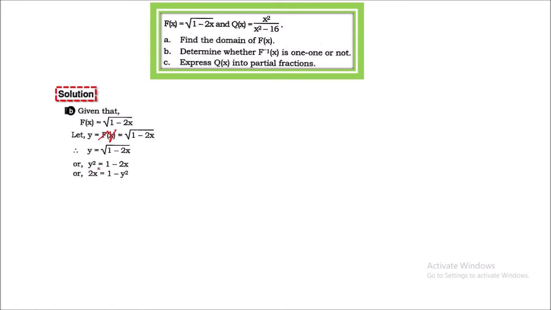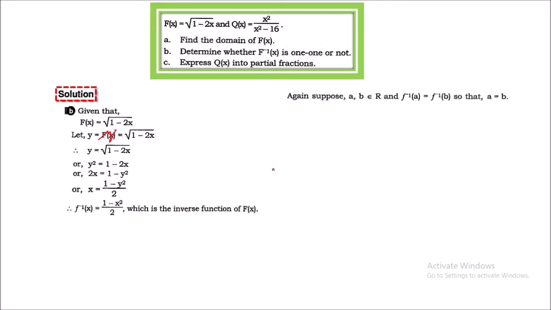If I square both sides, y² = 1 − 2x. I change the 2x to here and y² to the right side. So 2x = 1 − y². For that I get x = (1 − y²)/2. So f inverse of y = (1 − y²)/2. If I put x instead of y, I will get (1 − x²)/2. It's the inverse function, f inverse of x.